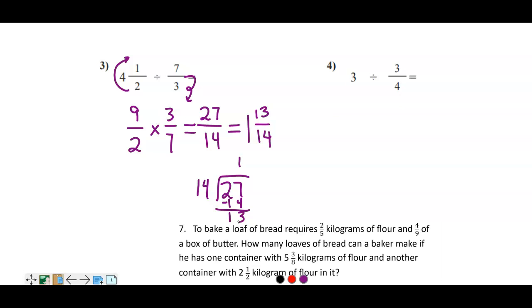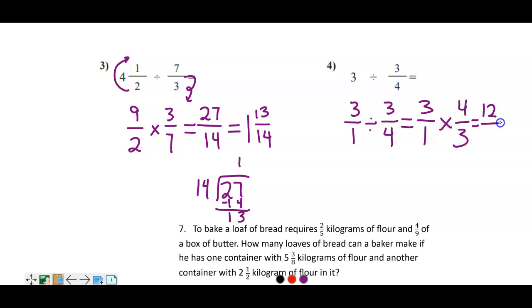Remember, we need fractions, so I'm going to make this a fraction, 3/1. So really, this is the math problem, 3/1 divided by 3/4. Now I want to multiply by the reciprocal, so I'm going to say 3/1 times 4/3. Okay, now we can multiply. 3 times 4, 1 times 3. So I end up with 12 thirds. So let's change that to a mixed number. Well, 12 divided by 3 is 4 whole groups, and there's nothing left over. So just 4 is our answer to this problem.